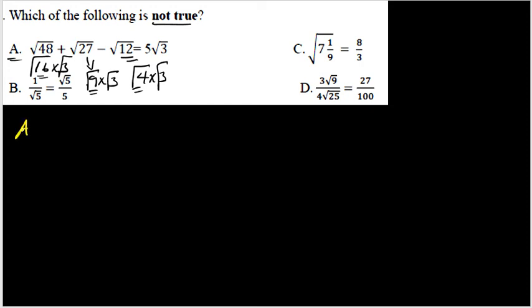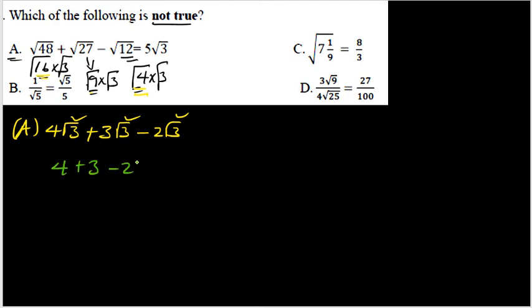Therefore, when we are simplifying choice A, the square root of 16 is 4, root 3 remains, plus the second one, square root of 9 is 3, radical 3 remains in the radical, minus the last one, 2 radical 3, because the square root of 4 is 2. Now we see square root of 3 is common to each of them, so we can extract it. What remains? 4 plus 3 minus 2. Then 4 plus 3 is 7, minus 2 will be 5. 5 radical 3 is the simplest form, which is equal to the given.